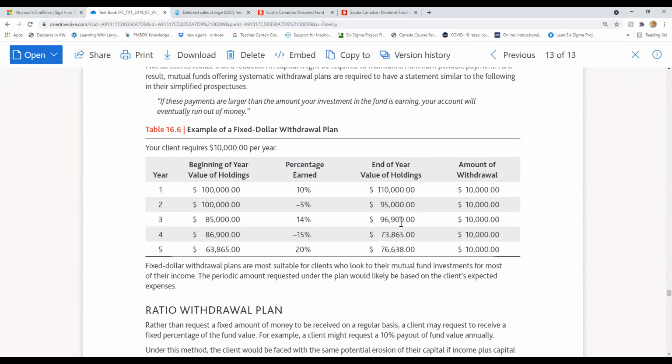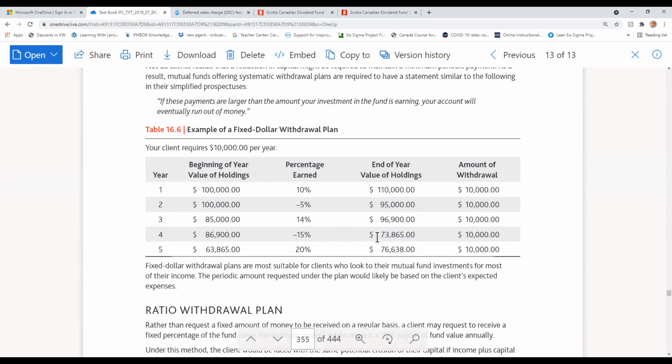So let's say they ask for the 8th year. How would you do it for the 8th year then? So you have to keep going on. They'll give you the percentage earned. Here, let's take a look. They'll give you the end of the year value, or they'll give you the percentage earned. They'll just give you the percentage earned and how much you start out with.